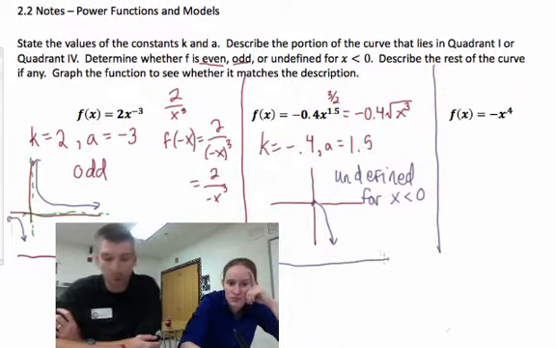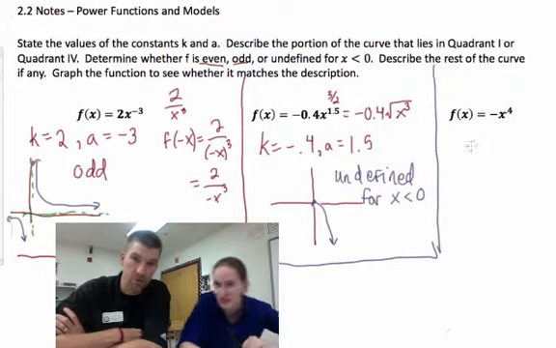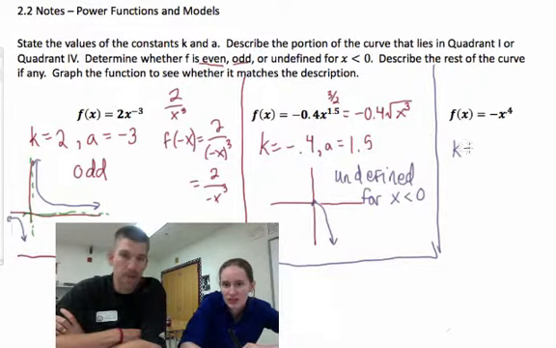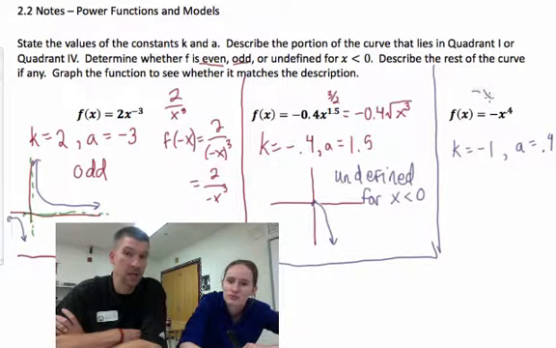Last, negative x to the 0.4, I believe. It's hard to see, but that's what it is. So k would be negative 1, and a would be 0.4. If we wanted to look at 0.4 as a fraction, it would be 2/5, right, because it's 4/10, and then you simplify.